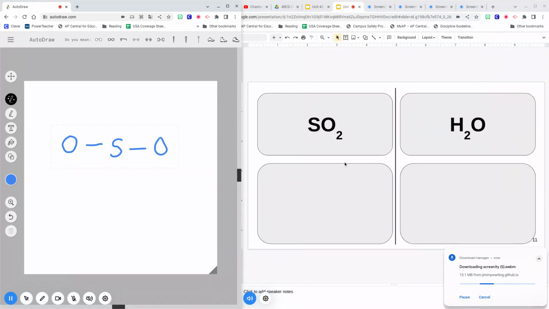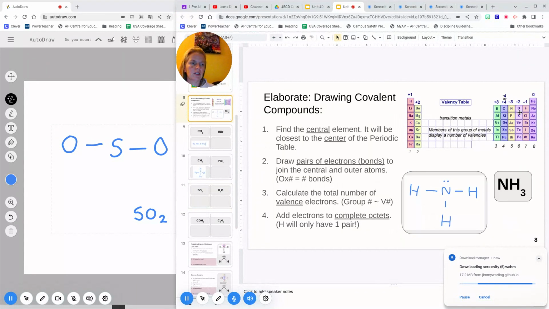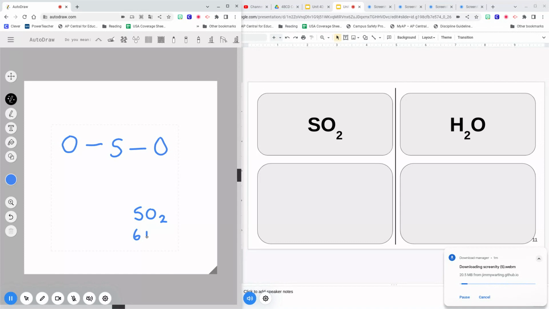Next, we want to calculate the total number of valence electrons that sulfur dioxide has. So I'm going to write the formula down here. And remember we said sulfur and oxygen are in the same group. So they actually both have 6 valence electrons. Sulfur has 6 valence electrons and oxygen has 6 valence electrons. So underneath sulfur, I'm going to put a 6. There are 2 oxygens, so I'm going to do 2 times 6.